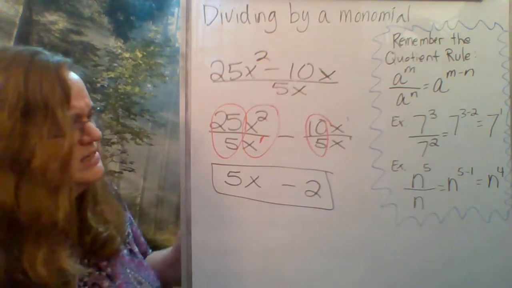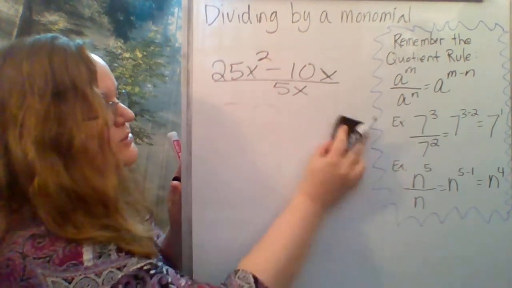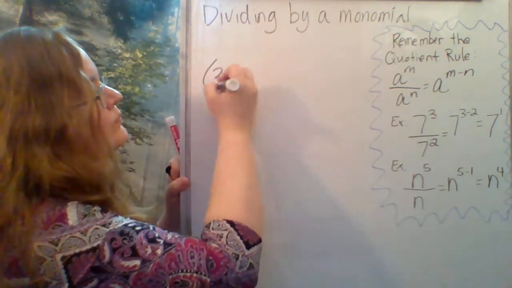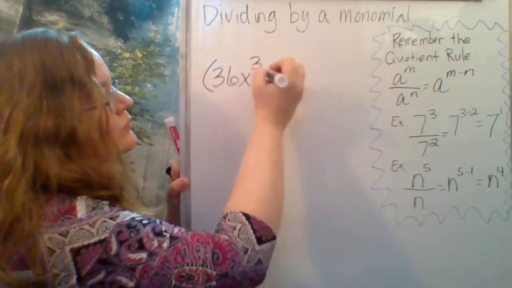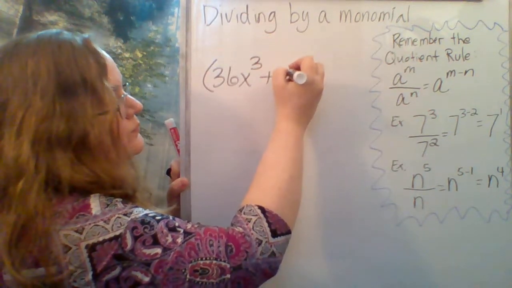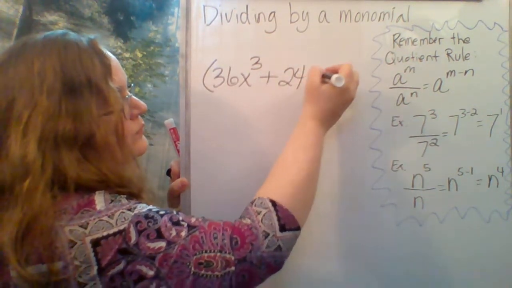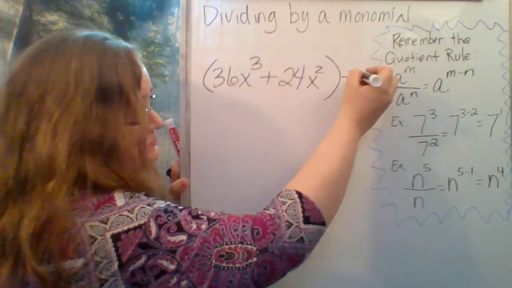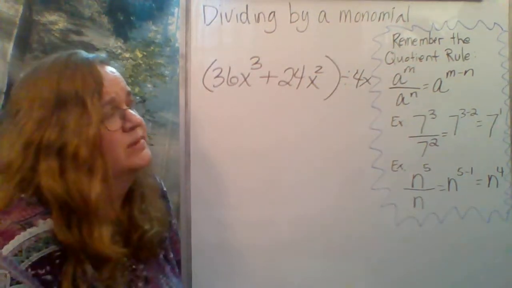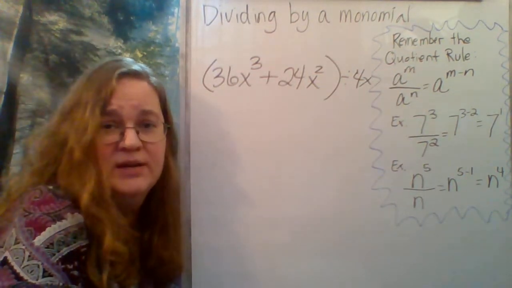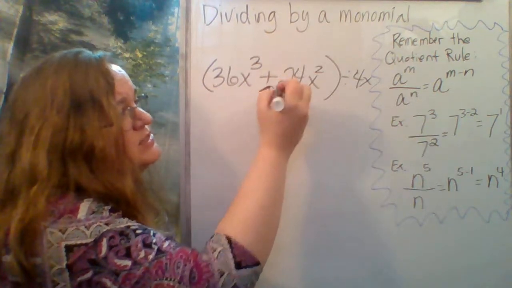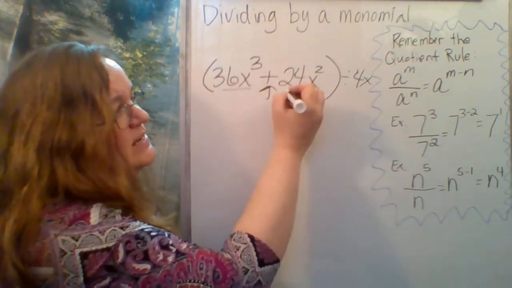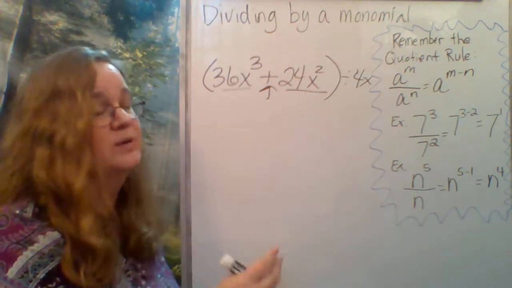Okay? So let's take a look at another example. This time I'm not going to write it like a fraction to start with. I want you to see the format. Okay, and I'm going to divide this by 4x. Okay, so I'm going to do the same thing. You notice that there's a plus, which means there's 2 terms. So I have to divide this by 4x and this by 4x. So I'm doing 2 division problems when I'm doing this.